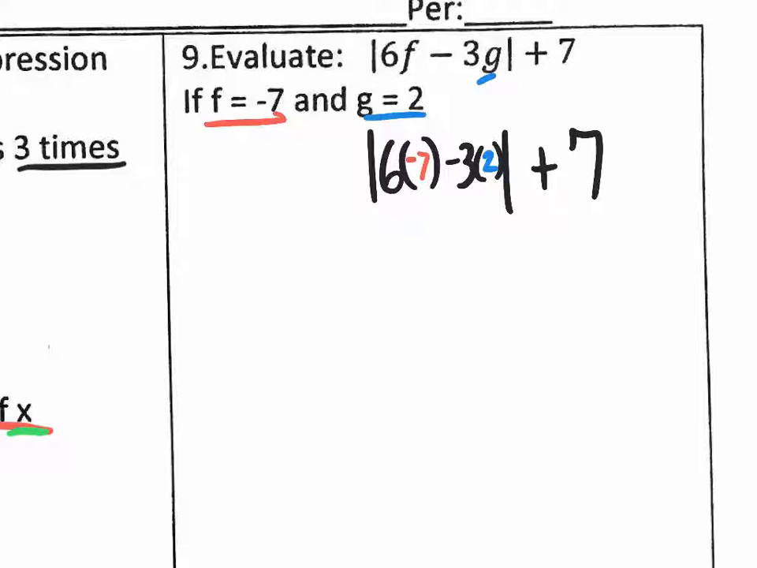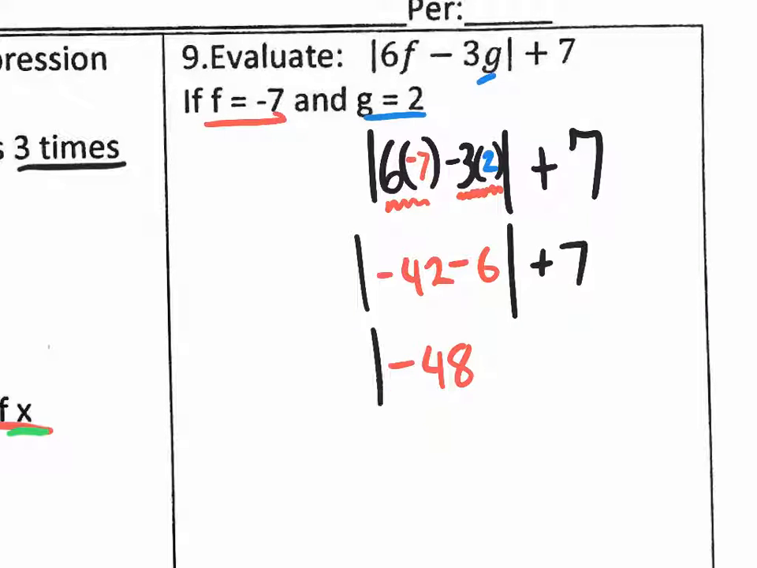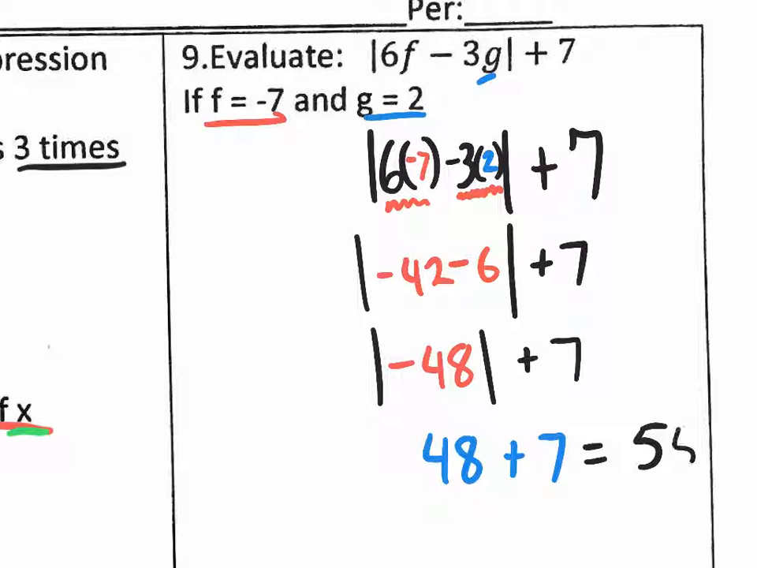So 6 times negative 7, what's that? When I start working on the inside of the absolute value, that's minus 42, and we have negative 3 times 2, that's 6 with the minus sign in the front. So we still have the absolute value on it. We still have a plus 7 on the outside. On the inside of the absolute value, we have negative 42 minus 6. That becomes negative 48. We still have the absolute value of negative 48 plus 7. So the absolute value of negative 48 is positive 48. And then plus 7. And 48 plus 7, that is 55.